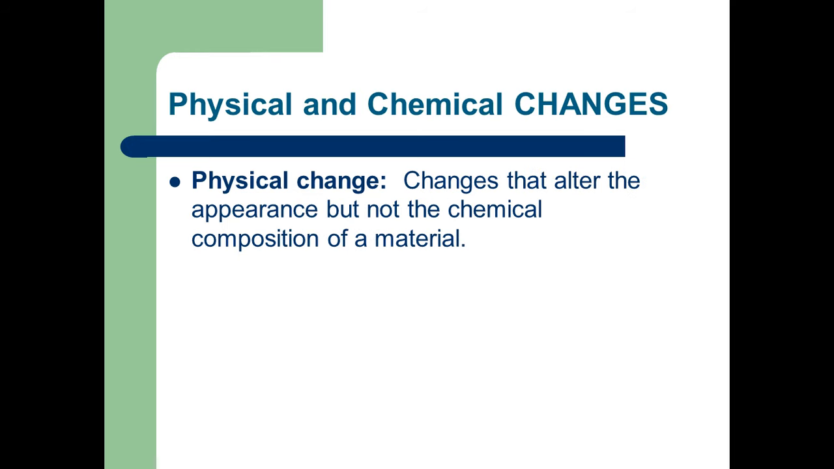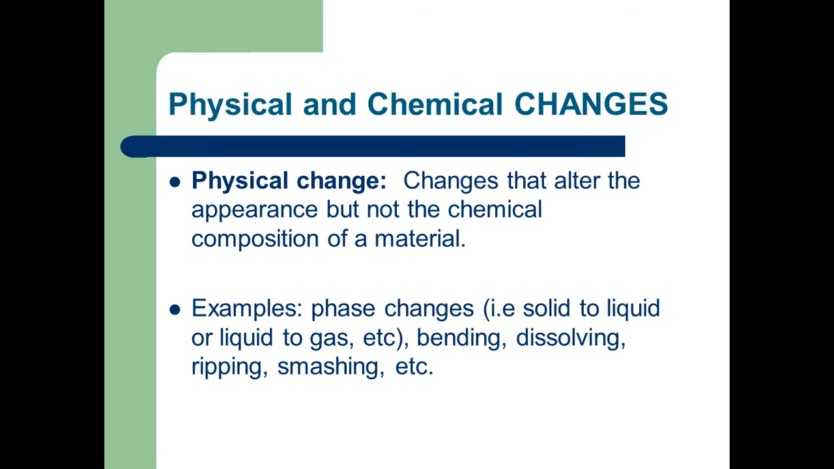A physical change is where a substance changes its appearance, but not the chemical composition of a material. So you're not changing it at the atomic level, just how it looks macroscopically. Some examples of that: phase changes, that's a vocabulary word. Phase changes are states of matter changes. Say you have a piece of ice, solid water, and you're going to melt it. Going from a solid to a liquid, that is a phase change.